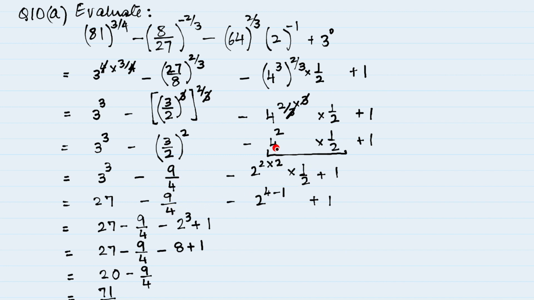Okay, now this is 4, which means it is 2 square. 2 square to the power 2 means 2 to the power 2 into 2, multiplied by 1 upon 2. Now this becomes 2 to the power 4, and this 2 is going to have 2 to the power 1 here, so it will become 4 minus 1 using the laws of indices, and then we write this, and here it will be 2 to the power 4 minus 1, and this one as it is. Let us look at this.